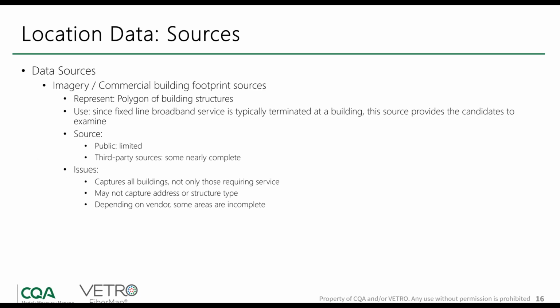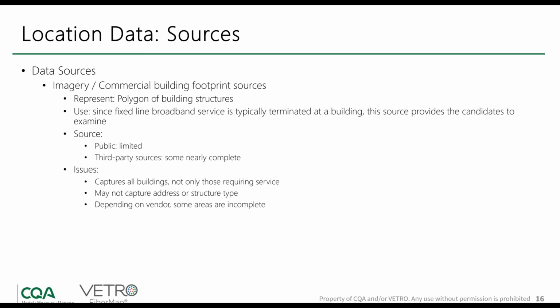The next source is imagery, or commercial building footprints. These represent the polygons of building structures. Since broadband service is typically delivered to a structure, it provides the full census of all structures to which service could be delivered.